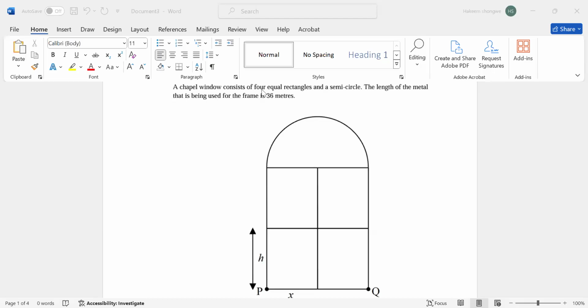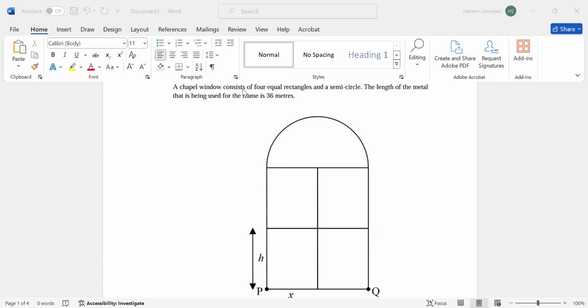A chapel window consisting of 4 equal rectangles and a semicircle. So we have 1, 2, 3, 4 rectangles. The length of the metal that is being used for the frame is 36 meters.